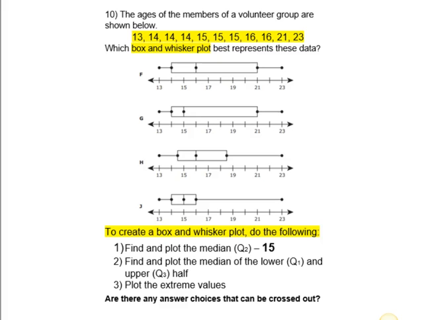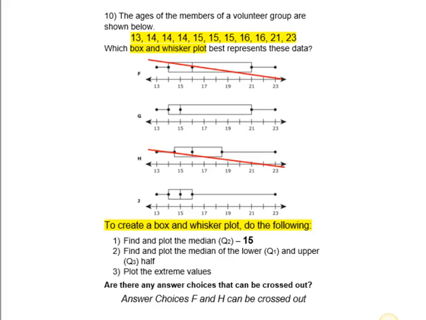Looking at the answer choices, are there any answer choices that do not have 15 as the median number? If you said F and H, you are correct. So we were able to cross those out. Now what we have left are G and J. And for the second step of creating the box and whisker plot, we must find and plot the median of the lower half, which is our Q1, and our upper half, which is Q3.